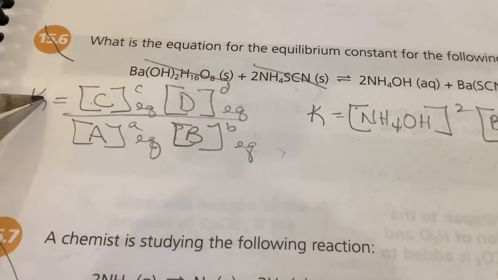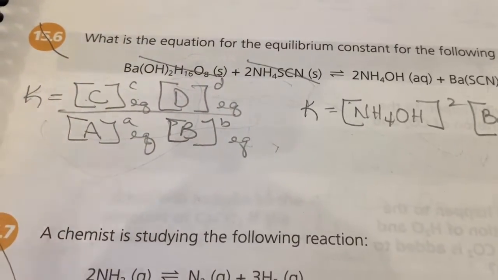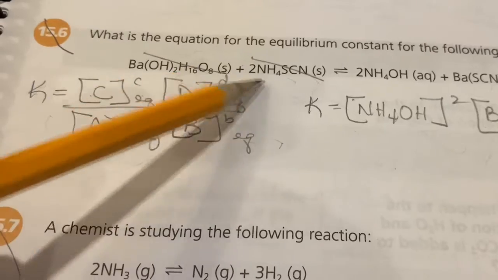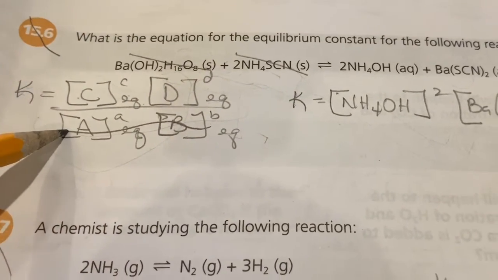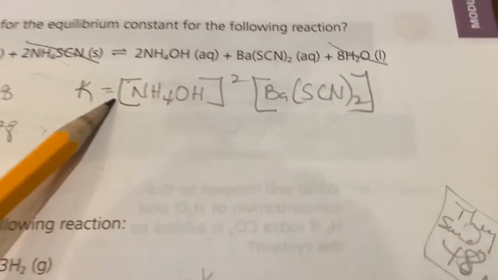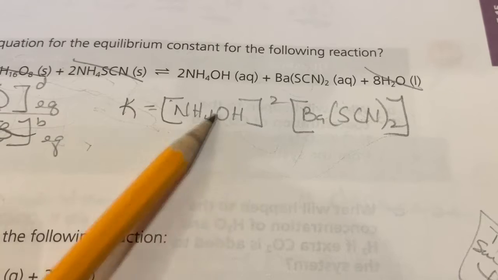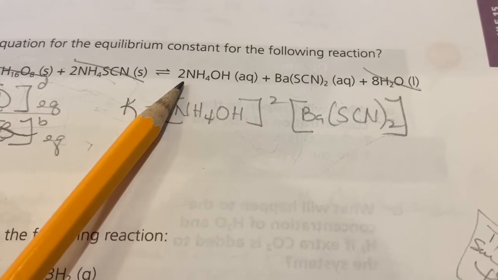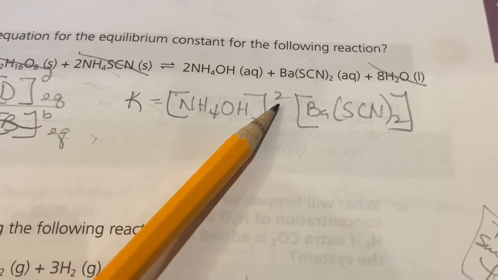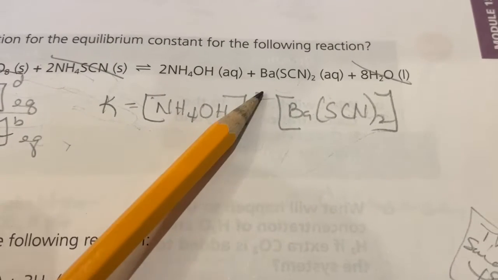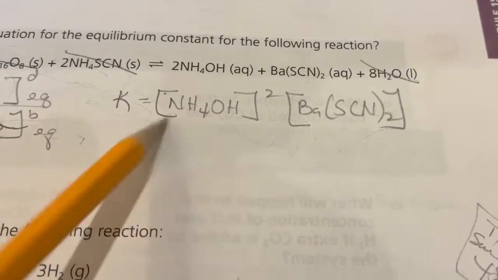Our equilibrium constant is this that we've talked about before. Because the reactants are null, we're not going to deal with those at all. So we can cross that out. So now we're just going to plug in what we have left. K equals NH4OH, and because the stoichiometric coefficient is 2, we put it as an exponent there, so it becomes squared, and then BaSCN2, and again, those are concentrations.